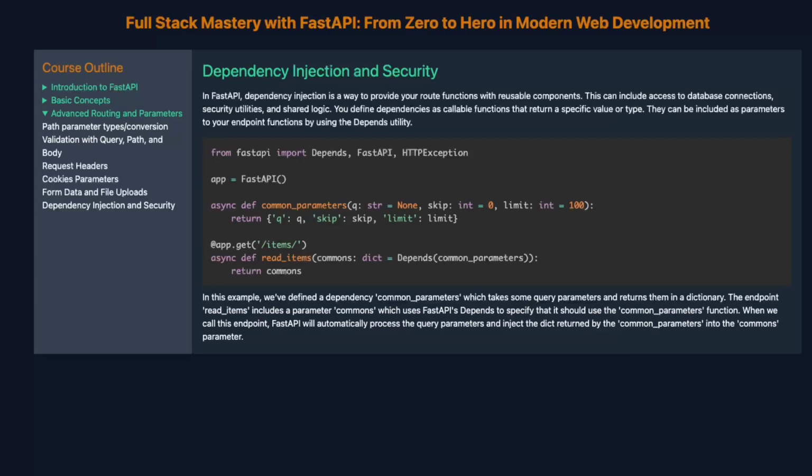In this example, we've defined a dependency, common_parameters, which takes some query parameters and returns them in a dictionary. The endpoint read_items includes a parameter commons, which uses FastAPI's Depends to specify that it should use the common_parameters function. When we call this endpoint, FastAPI will automatically process the query parameters and inject the dict returned by common_parameters into the commons parameter.